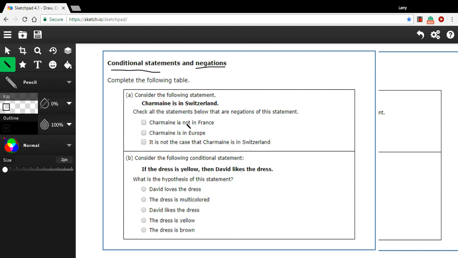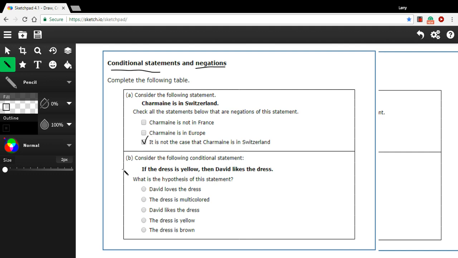This one says, Charmaine is not in France. Well, that's going to be both true. If you're in Switzerland, you're not in France, I think. The second one says, Charmaine is in Europe. That's also a situation where they're both true. If you're in Switzerland, you're in Europe. And this last one says, it is not the case that Charmaine is in Switzerland. And this phrase, not the case that, that's the same as just saying not. So this is our negation.